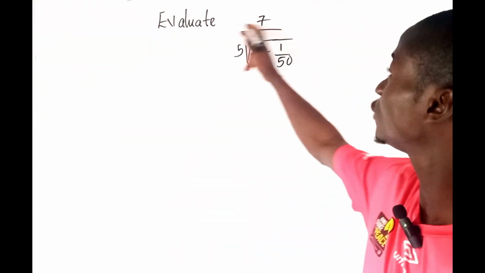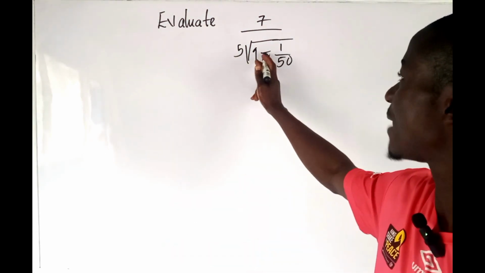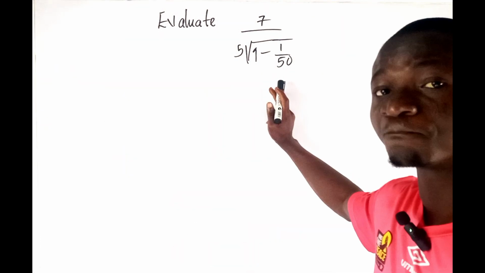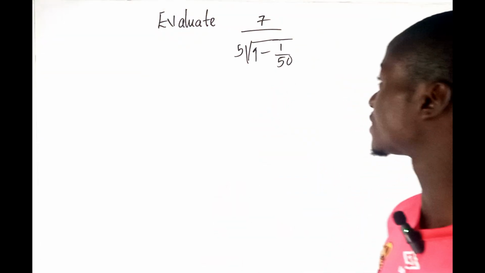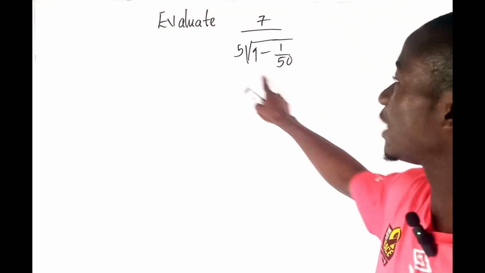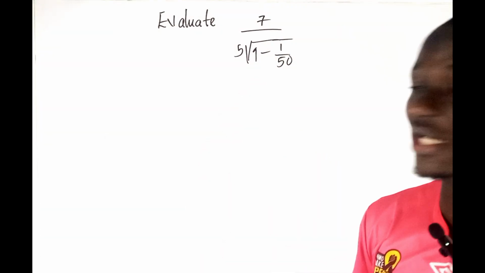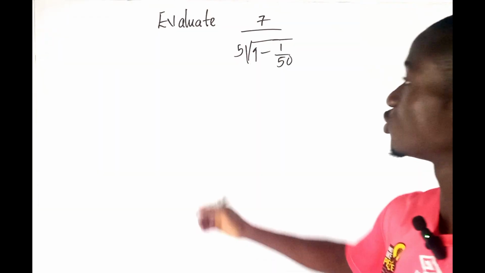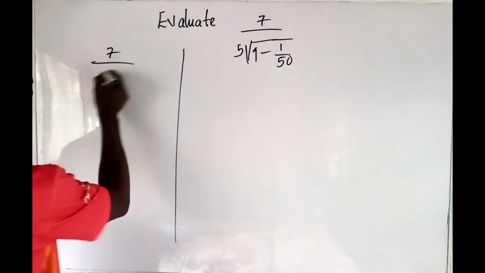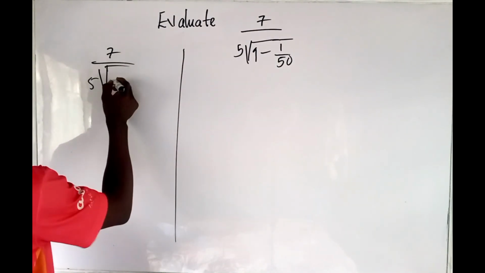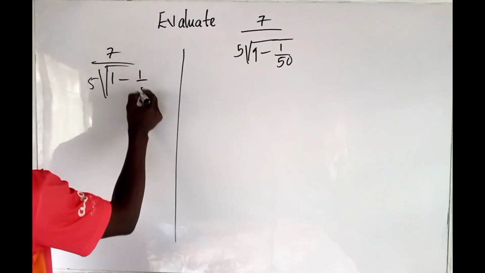Evaluate 7 over 5 root of 1 minus 1 over 50. We are going to solve it step by step. Stick to the end. Now, how do we solve it? We start solving from inside of this root, so we are going to have 7 over 5 root of 1 minus 1 over 50.